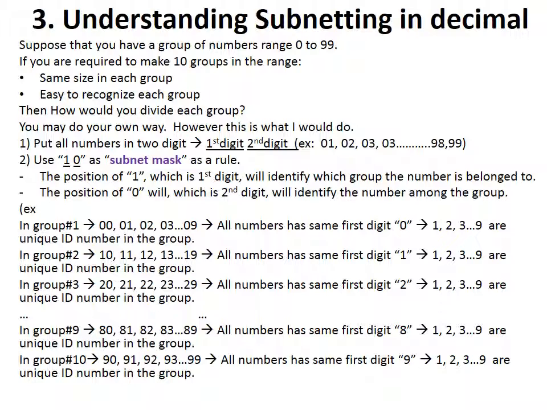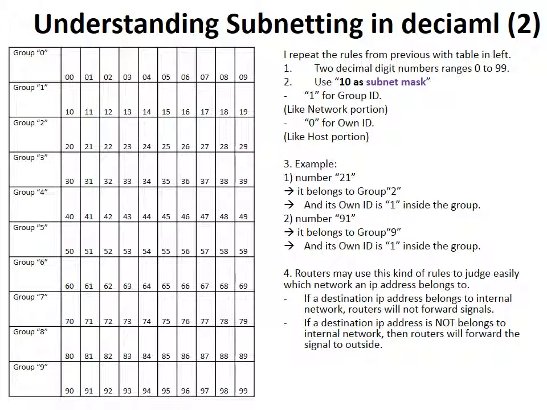Second, use 10 as the subnet mask as a rule. The position of 1, which is the first digit, will identify which group the number belongs to. The position of 0, which is the second digit, will identify the number within the group. Subnet mask is 10. Look at the table. The number 21 belongs to group 2 and its own ID is 1 inside group 2. Another number, 91, belongs to group 9 and its own ID is 1 inside the group.